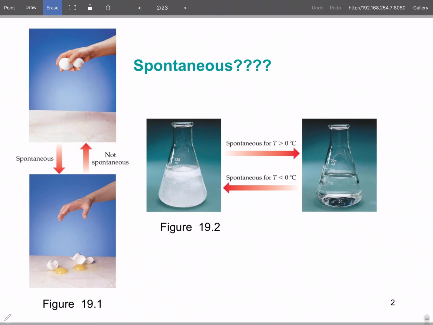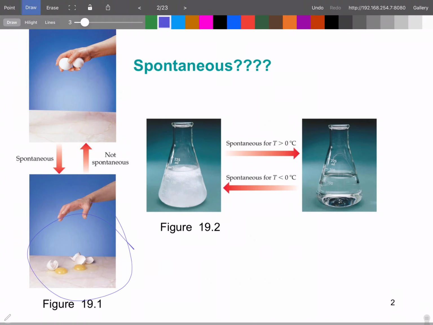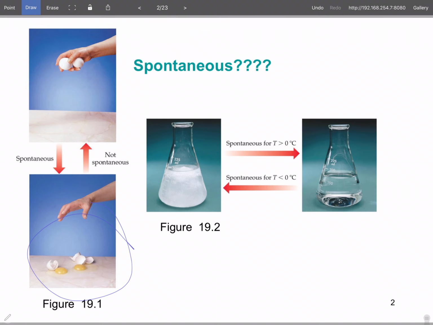If you take an egg and you drop it, then the egg cracks all over and you end up with a mass. So we have our mass here. But if you'll notice, this direction is spontaneous. This is not. You don't take eggs that are broken and immediately go back up.